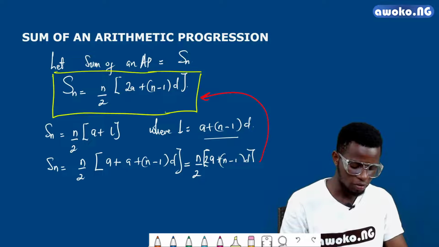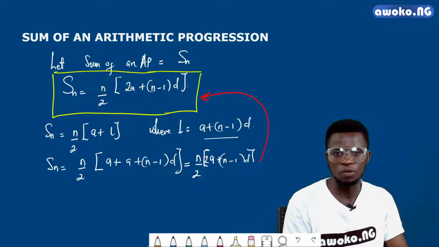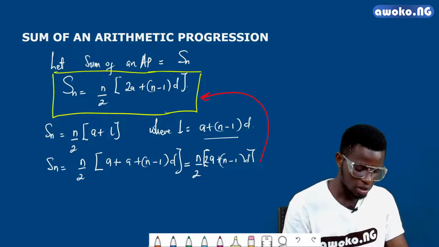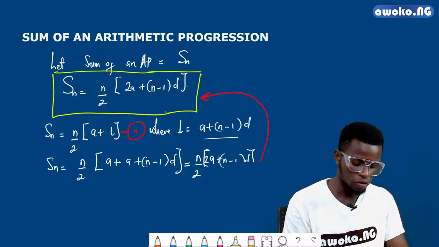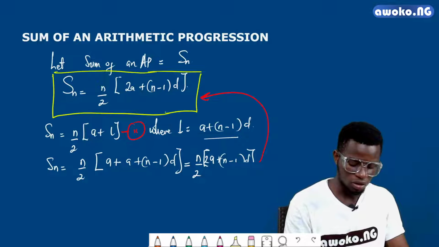But in some cases, you might be given the number of terms, the first term and also the last term, to obtain the value for the sum. If that is given, then equation 2 will be used. But if you're just given the number of terms, the first term and the common difference, you can obtain the sum from equation 1 over here.